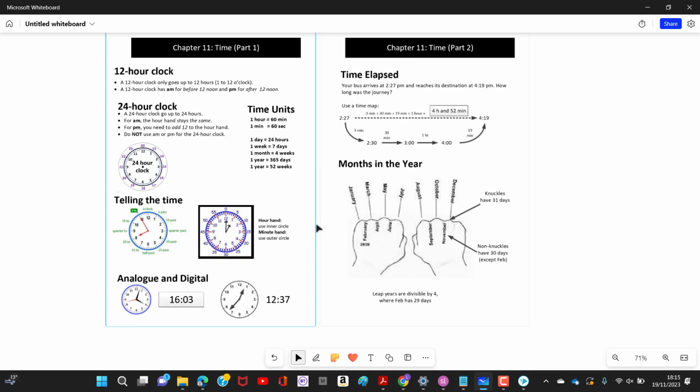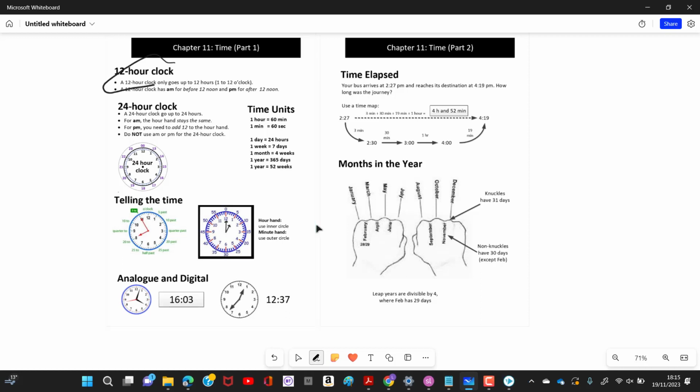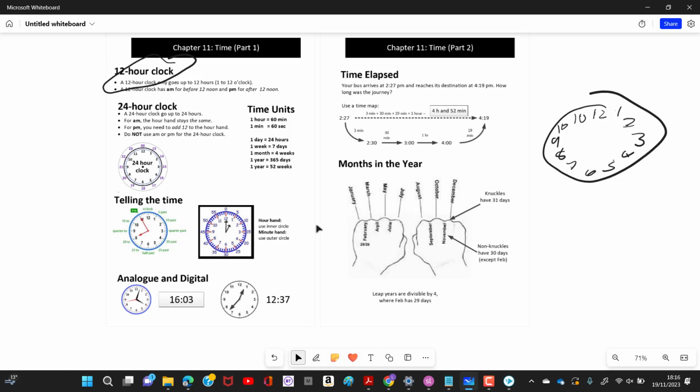So the first thing you do is start with your time, 12-hour clock. So which is that one there. So with any clock, it goes up from 1. Hopefully, all of you have done in primary school how to tell the time. So 1, 2, 3, 4, 5, 6, 7, 8, 9, 10, 11, 12. And you should know how to tell the time.